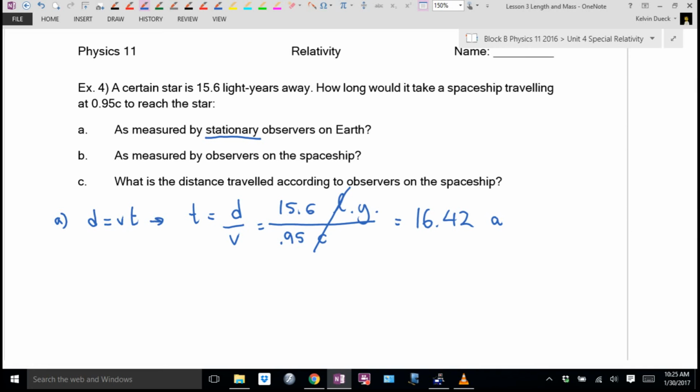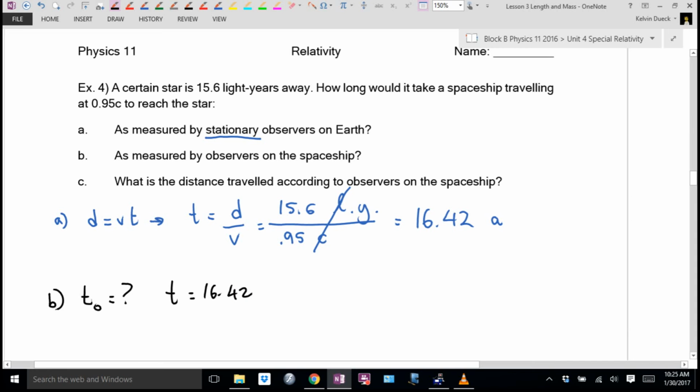Sarah, will that be what the spaceship experiences? No, because time is going to be different for them, right? As measured by the observers on the spaceship, I think now they want us to find time on board. What's T? 16.42 back on Earth. Good. V is 0.95 c.